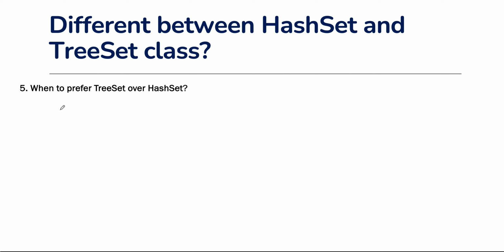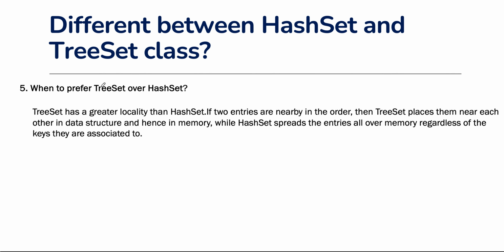The next difference is when to prefer TreeSet over HashSet. When do we use HashSet, and when do we use TreeSet? As per the nature of these two collections, HashSet is preferred when we want to insert unique records and we don't want to maintain any order. But TreeSet is used when we want to insert unique records and also want to maintain them in ascending order. In those kinds of scenarios, TreeSet is the best example.